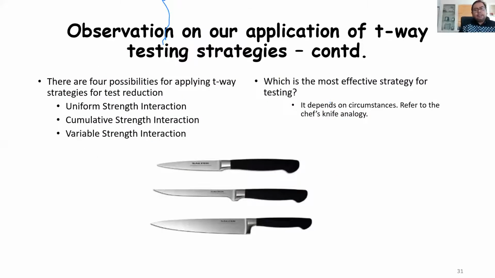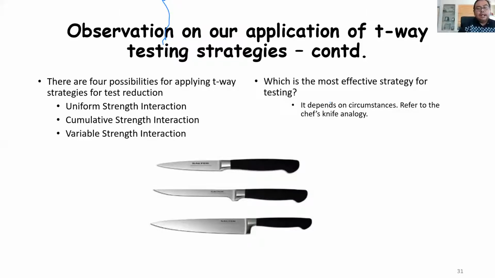Okay. So what we learned today is that there are 4 possibilities of applying T-way testing. You can do uniform strength, meaning T-way strength, just one strength. You can have cumulative strength, or you can have variable strength. Okay, which is the most effective strategy for testing? It depends on circumstances, because it depends on the problem. You have to know the problem beforehand, how it's solved, and what are the typical errors that usually occur in this type of system, and then you can decide.